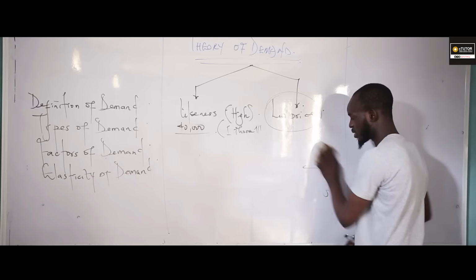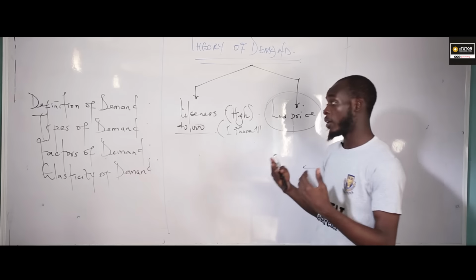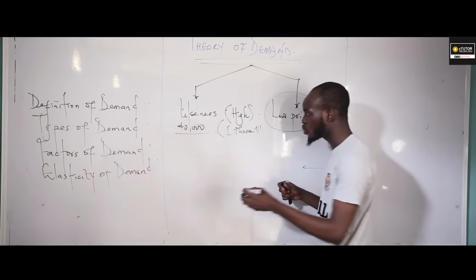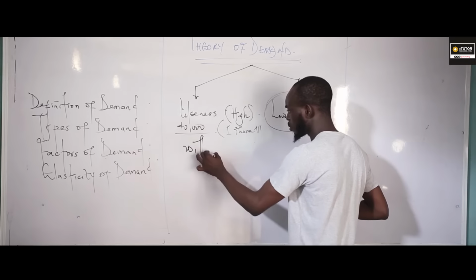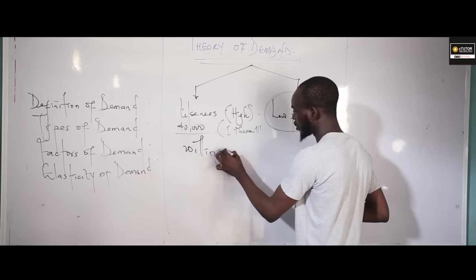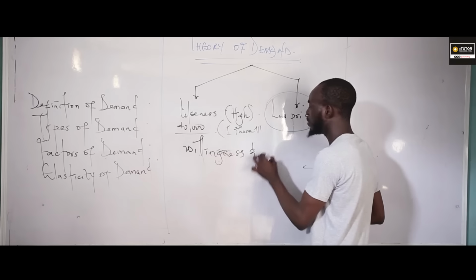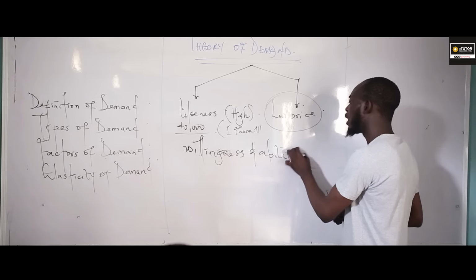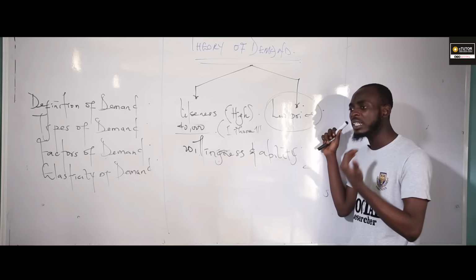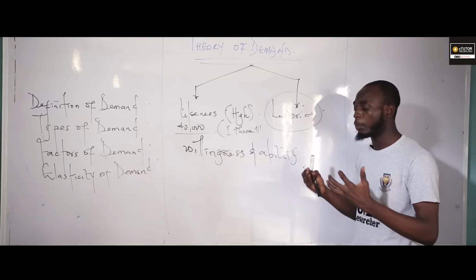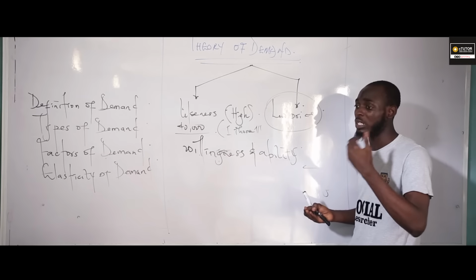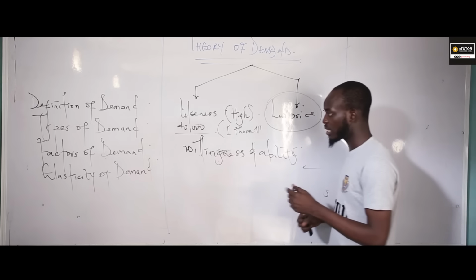Now let's move down to the definition of demand. If we look at demand, demand has two things that we also need to know: the willingness and ability. In short terms, I can say demand can be defined as the willingness and ability to purchase a particular commodity at a given price and at a particular period of time. Let me say it again.